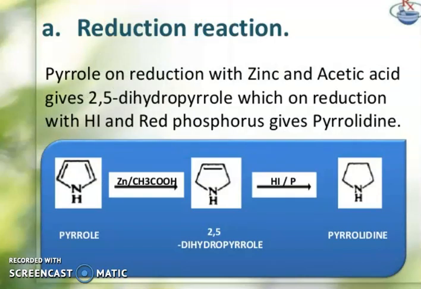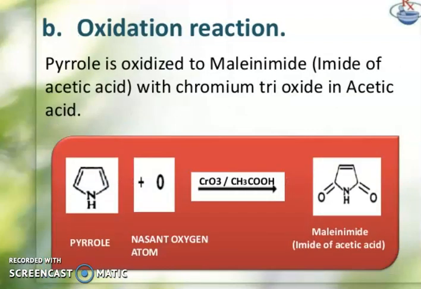Reduction reaction. Pyrrole on reduction with zinc and acetic acid gives 2,5-dihydropyrrole, which on reduction with hydroiodic acid and phosphorus gives pyrrolidine. So you can see the pyrrole undergoes reduction to give dihydropyrrole, which with hydroiodic acid in the presence of phosphorus gives pyrrolidine. Oxidation reaction: pyrrole is oxidized to maleimide with chromium trioxide in acetic acid. You can see the reaction, maleimide.